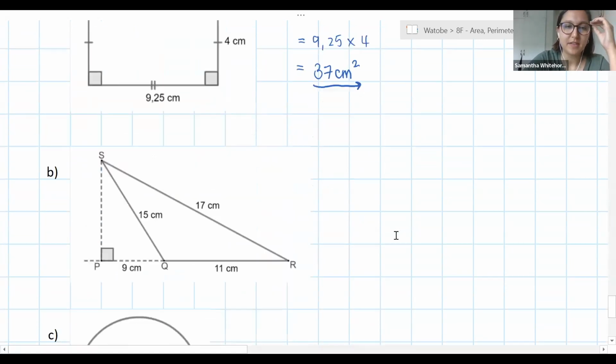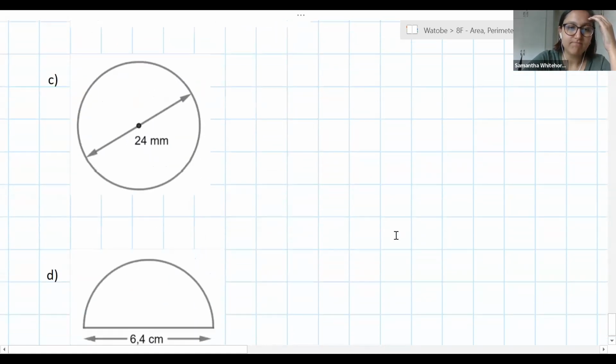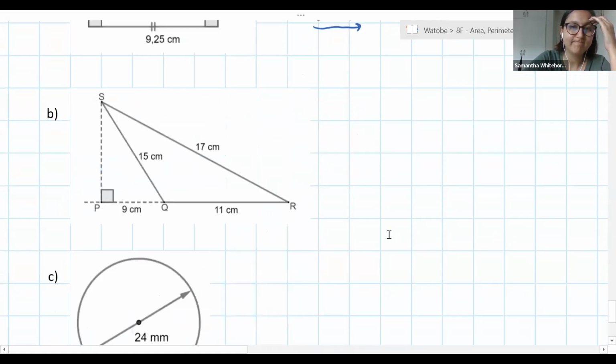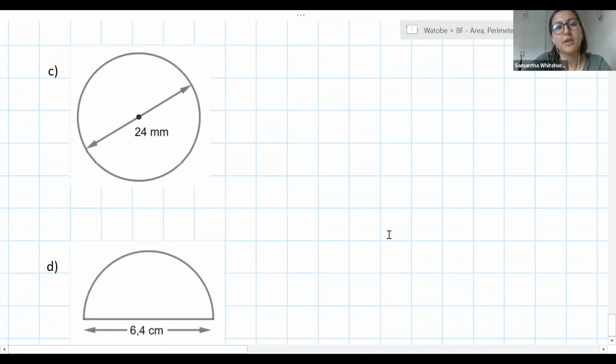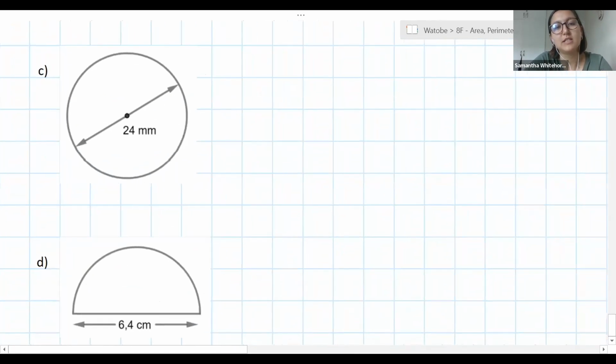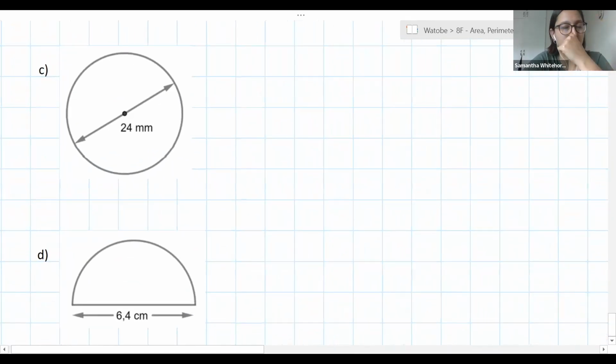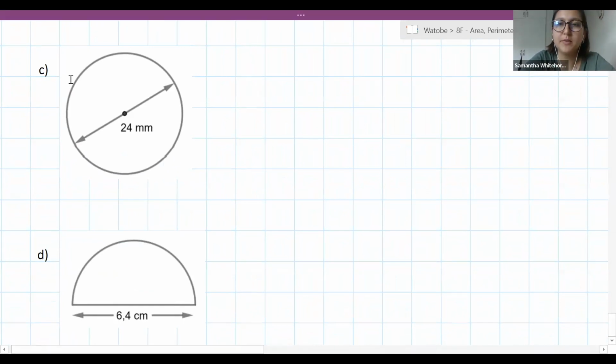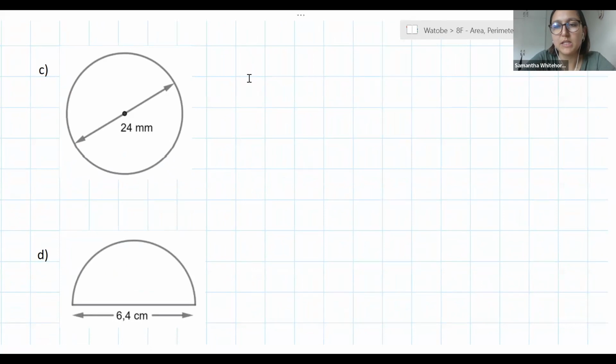Alrighty, guys. So, you know what? I'm going to change my mind. I want you guys to try C and D for me. We're going to deal with the triangle one on Monday because it is going to take a little bit of time. These ones are a little bit easier.